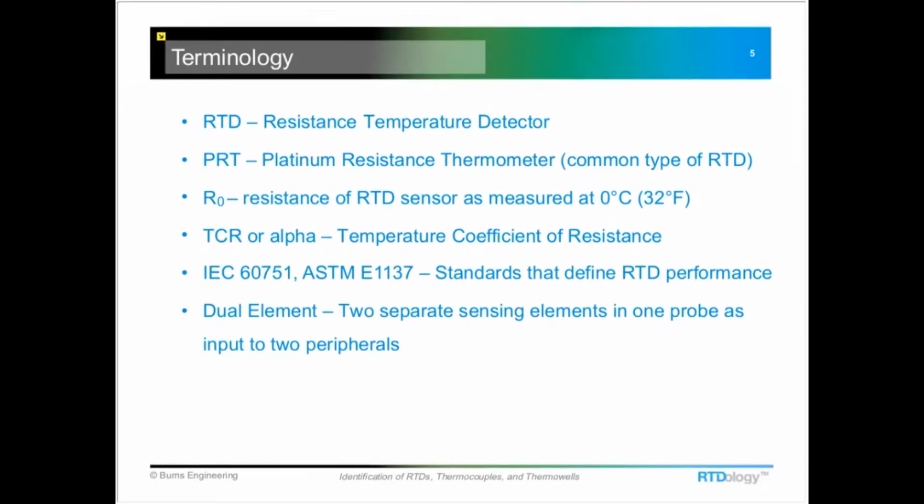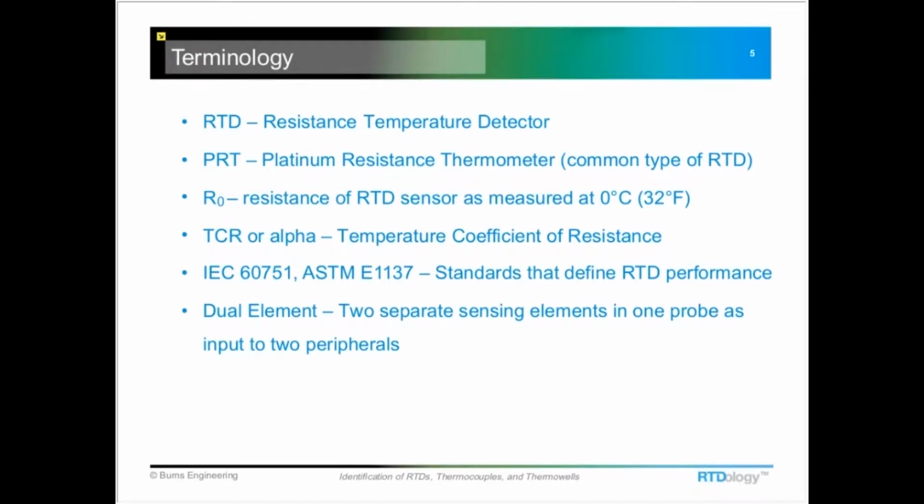And then the TCR, which is temperature coefficient of resistance, sometimes called the alpha, and that is the rate of change of the resistance of that sensor over temperature. And then there are a couple of standards that govern RTDs. Those are the two we have listed here.